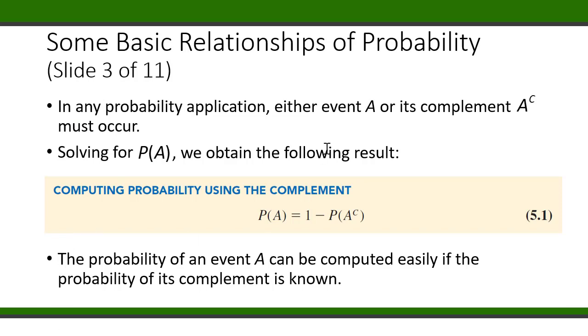So when you're doing any kind of probability application, either event A is going to occur or its complement is going to occur. So when you solve for the probability of A using the complement, that's what this is saying, and that's what I just went over. So if I know the complement of A, then 1 minus that complement gives me the probability of A. So if I know that 70% is the complement of A, then A must be 1 minus 70% or 30%.